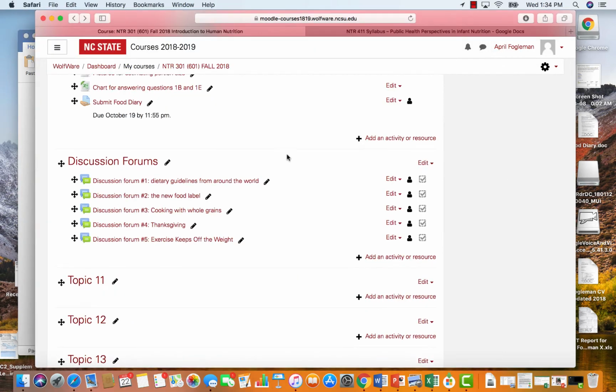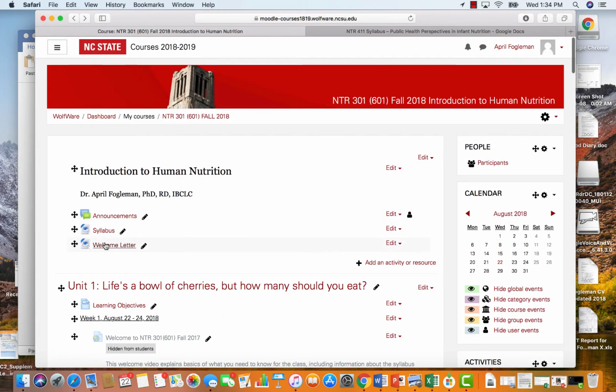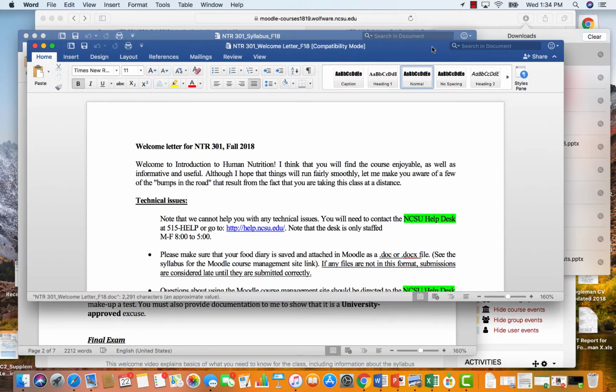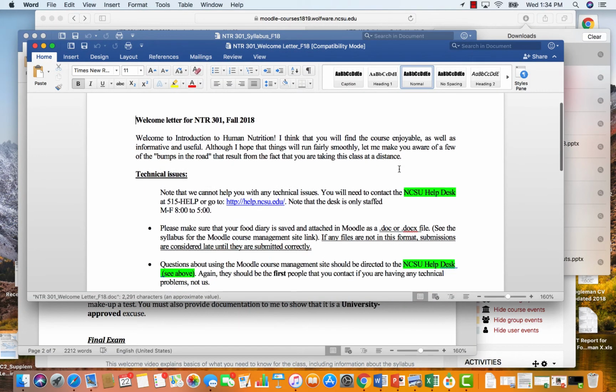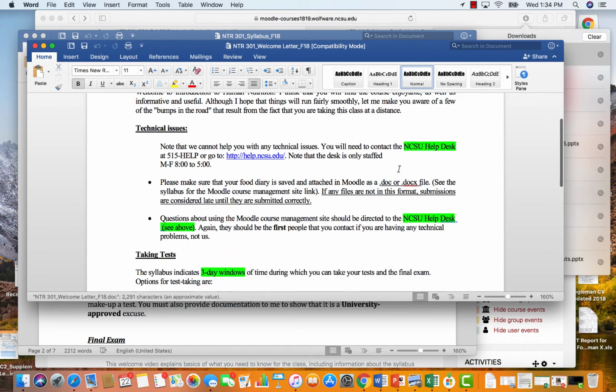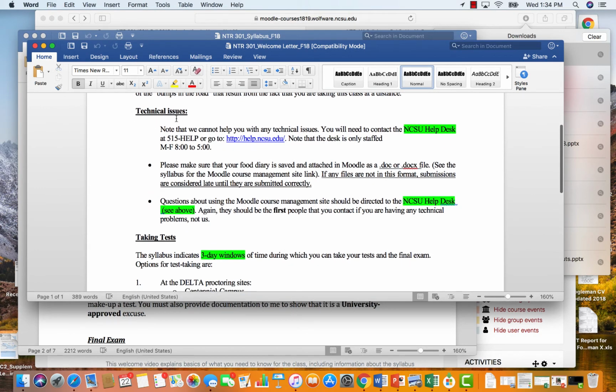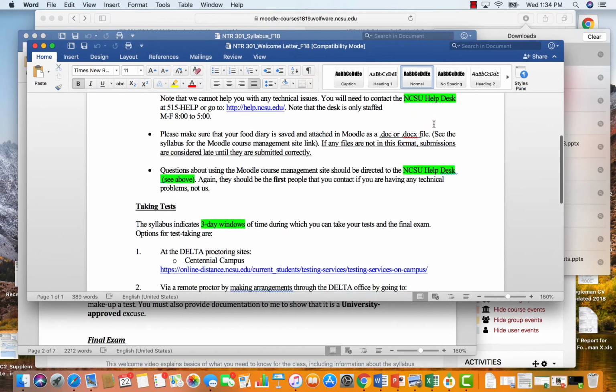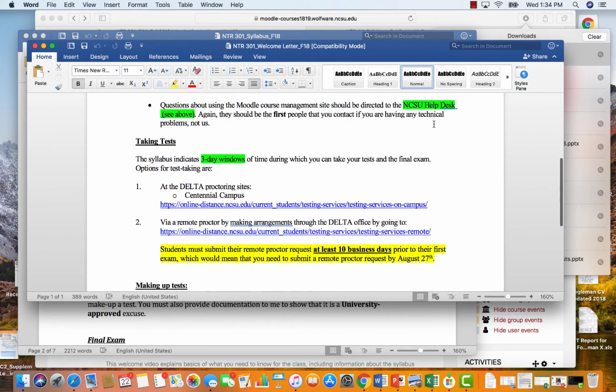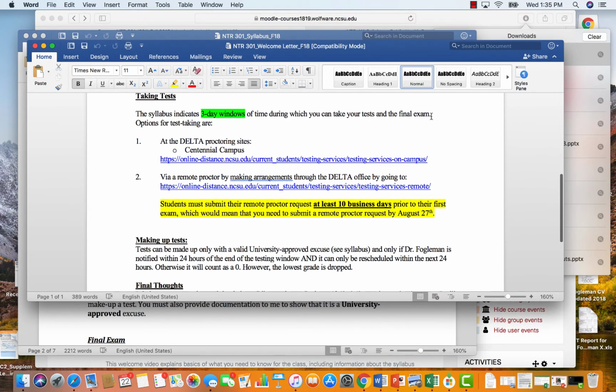So while we're talking about tests, I'm going to pull up the welcome letter really quickly and go over that. This welcome letter just basically goes over, if you have technical issues, please contact the help desk. I cannot help you with technical issues regarding the course and Moodle and things like that, so please contact the help desk.